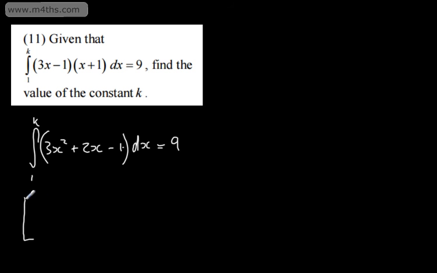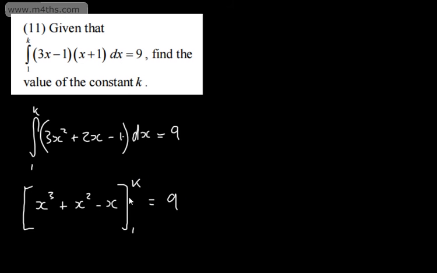So let's go ahead and integrate. 3x squared, if we integrate, that will give me x cubed. If I integrate 2x, that's x squared. If I integrate negative 1, that's going to give me negative x. We're interested in this from 1 to k, and this will be equal to 9.